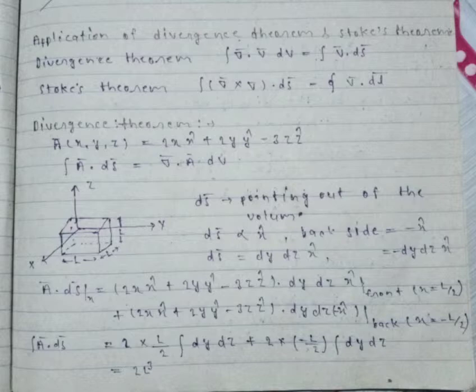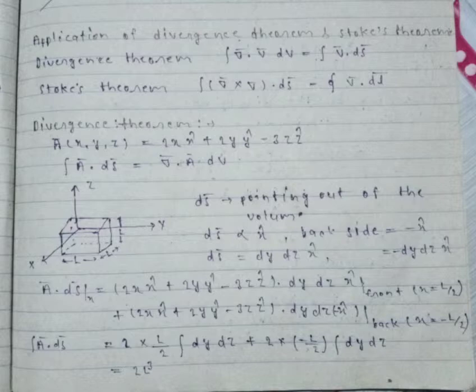Let us first calculate the integral of A dot ds. Now, when we discuss the divergence theorem, remember ds is taken to be pointing out of the volume. So, on the front surface shown by black, the ds is going to be in the direction of the x unit vector. On the back side it is going to be in the direction minus x.